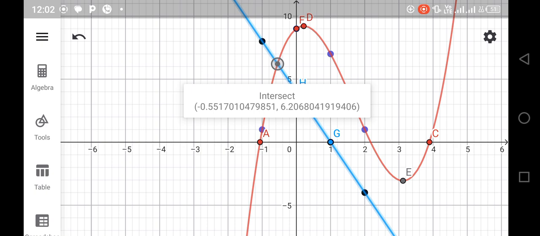We can give it to one decimal place. I would say negative 0.6 or negative 0.5 for x. We can say also 6.2 for y. And that particular point is where the graphs intersect one another. So by doing so, the point of intersection is going to give us the solution. And then we have solved the graphical equations.